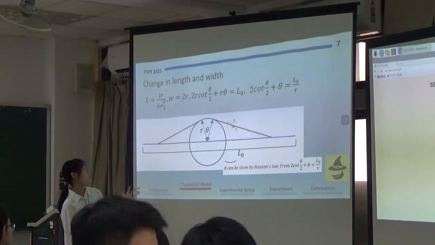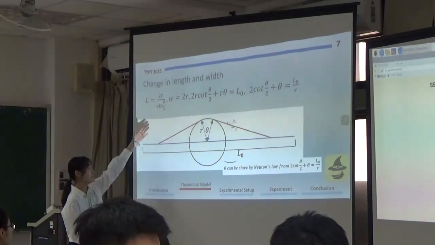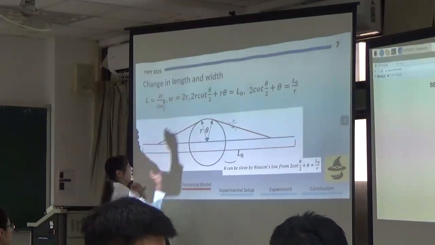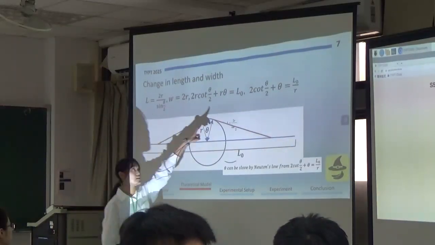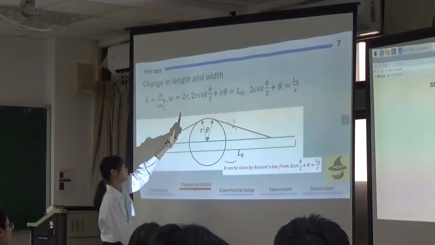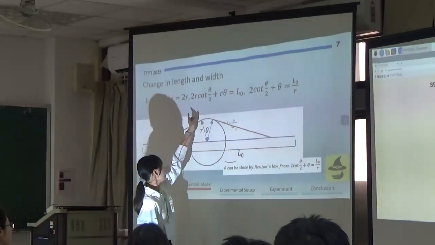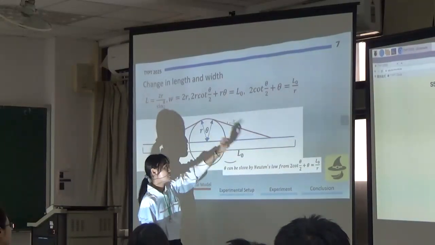Change in length and Y. L as the shortened length equals this. And this L is the original length of the net, which is this. And if we divide this from R, we will get this.